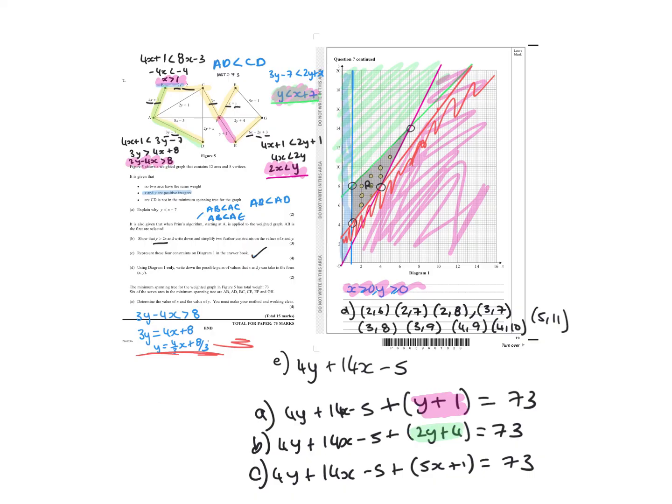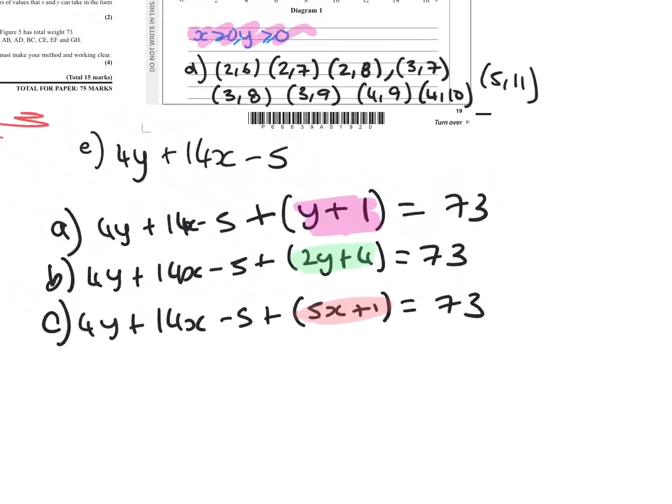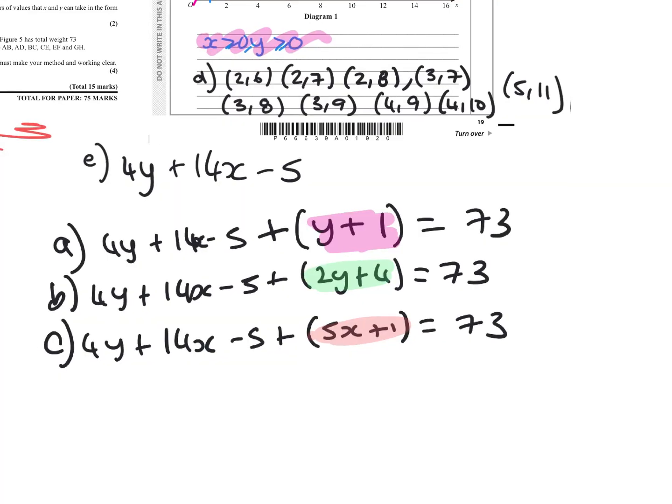Is everyone happy that this y plus 1 is if I connected EH? This 2y plus 4 is if I decided to do GE. And then this 5x plus 1 is if I decided to do GF. Is everyone happy that's where these come from? Brilliant. Okay, let's zoom in again. Well, don't you have to do simultaneous equations with all 3? Well, no, I'm not doing simultaneous equations.